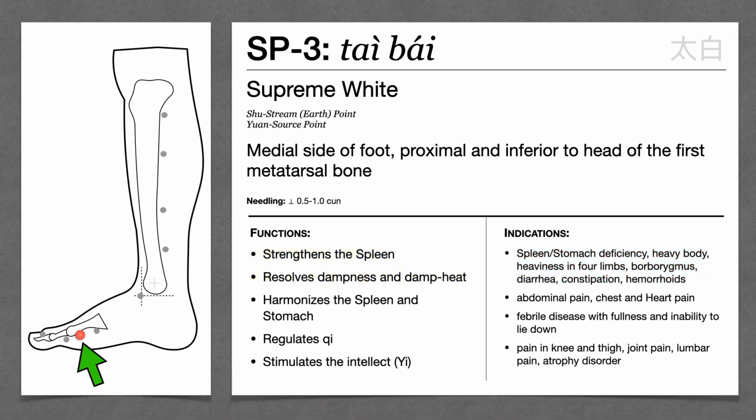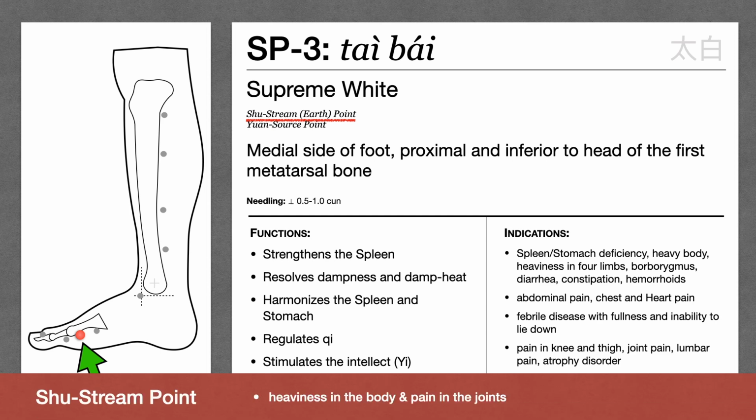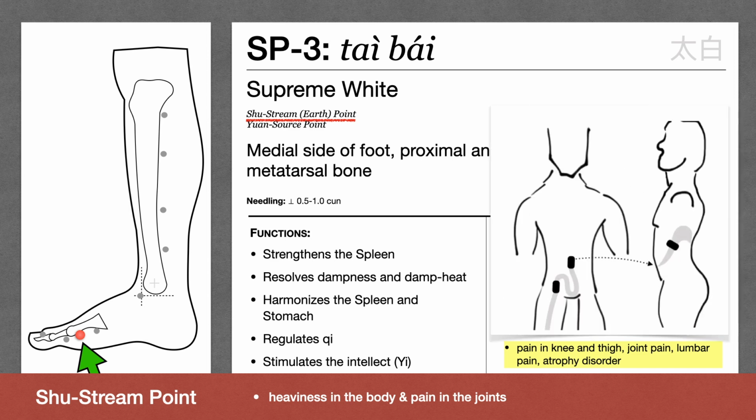Spleen 3 is also the Shu stream point. Remember we said that Shu stream points treat heaviness in the body and pain in the joints. So we see spleen 3 treating heavy body and pain in the joints. And here, what we're really talking about is Bi syndrome, or painful obstruction syndrome. This is a condition where an exterior wind damp pathogen invades the channels and causes heaviness and pain in the joints. And here, we also see lumbar pain, because remember, the sinew channel adheres to the spine.